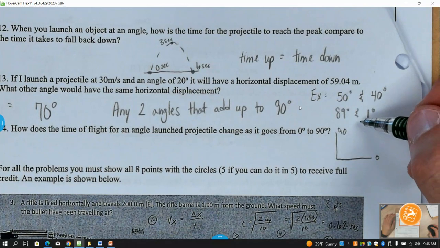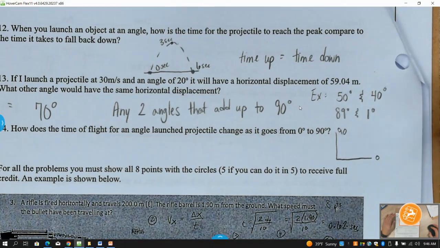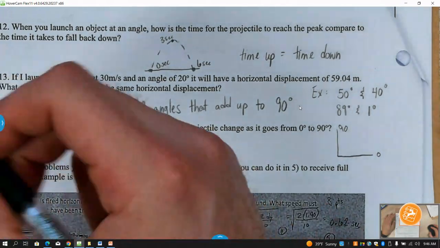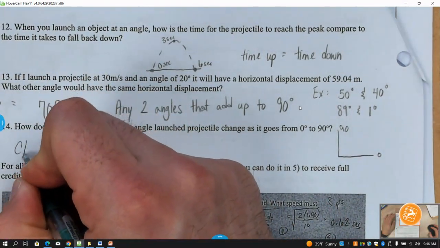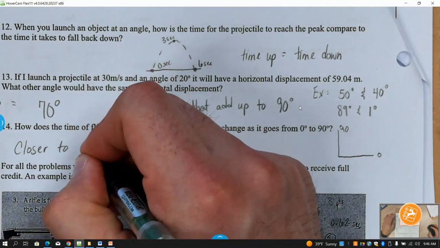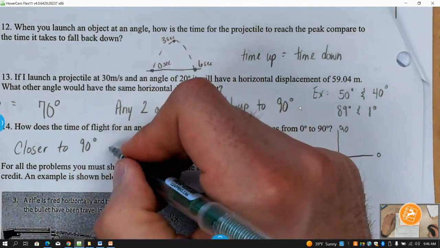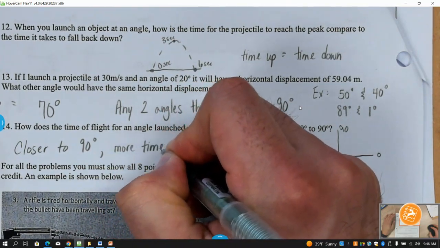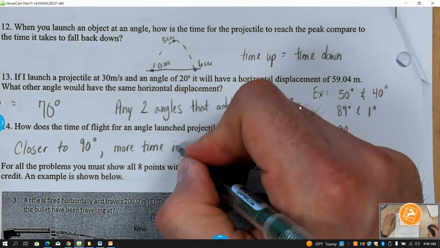Which one do you think is going to be in the air longer? 89. Yeah. Okay, which one do you think is going to be in the air longer, 50 or 40? 50. Correct. What about 70 or 20? 70. So the closer it is to 90 degrees, the more time it will be in air.